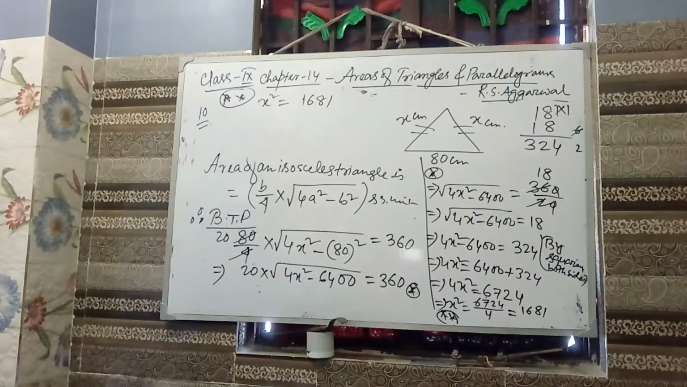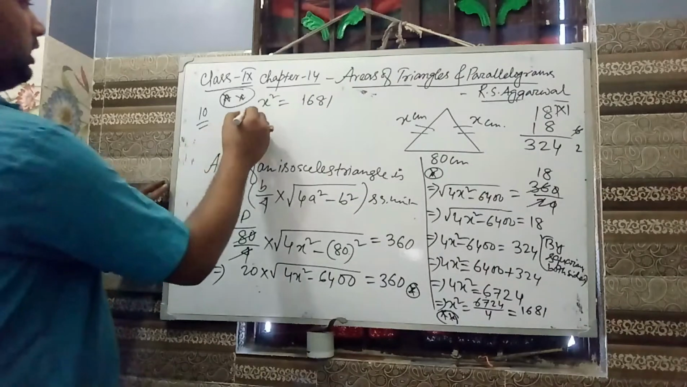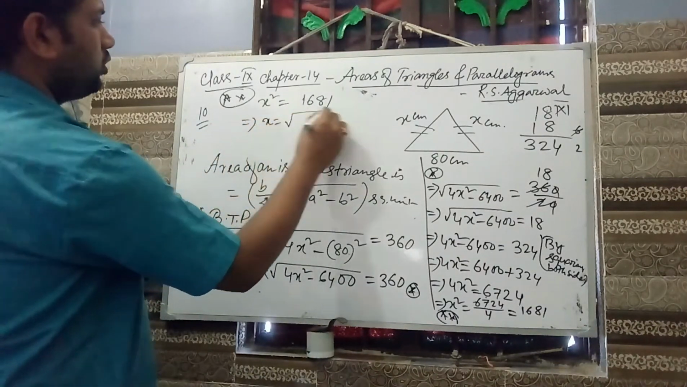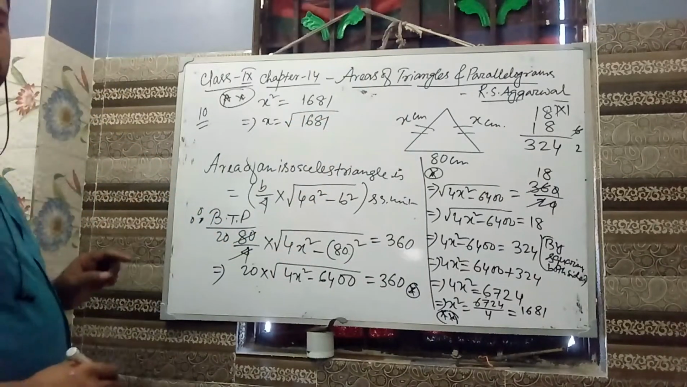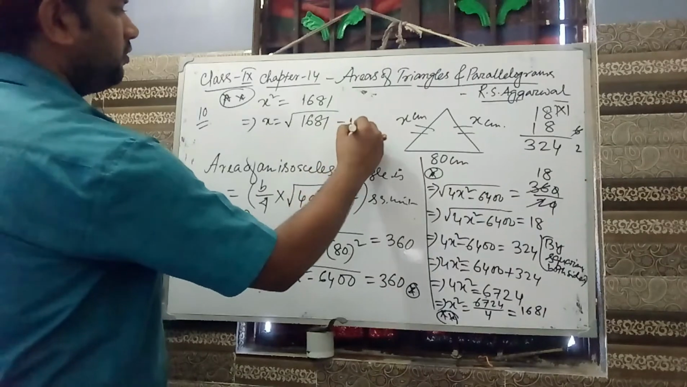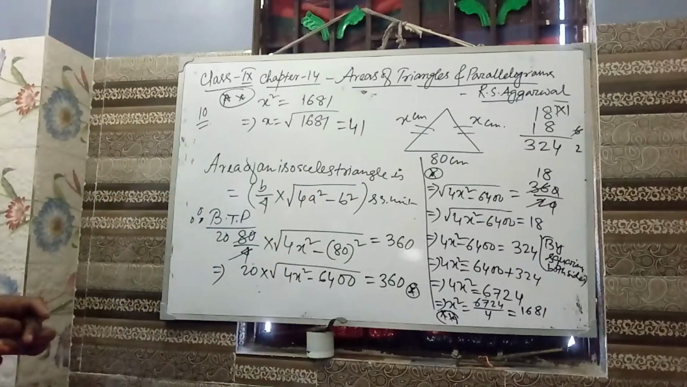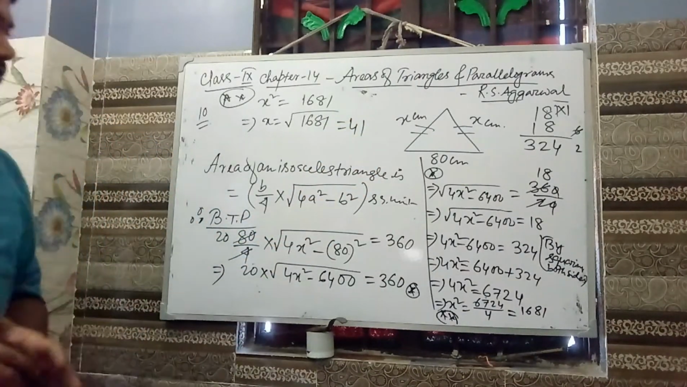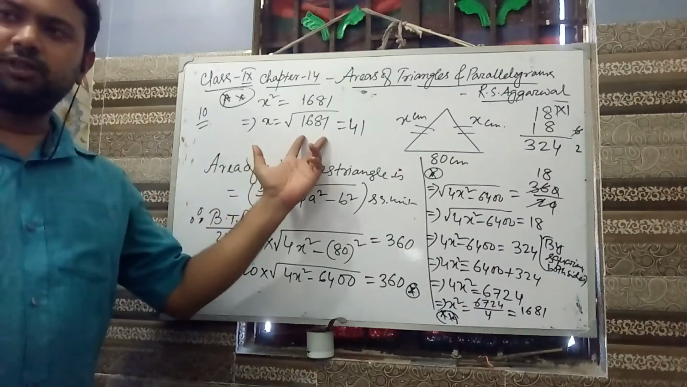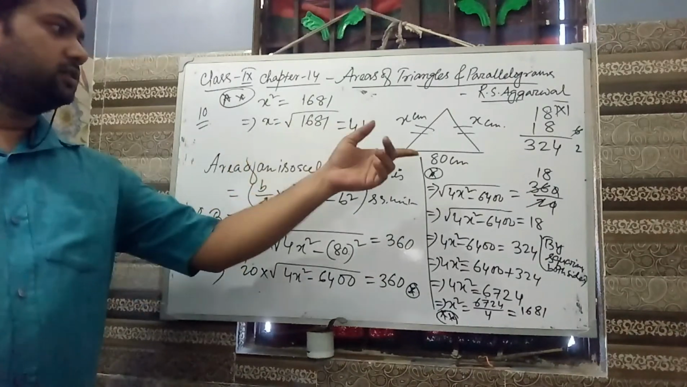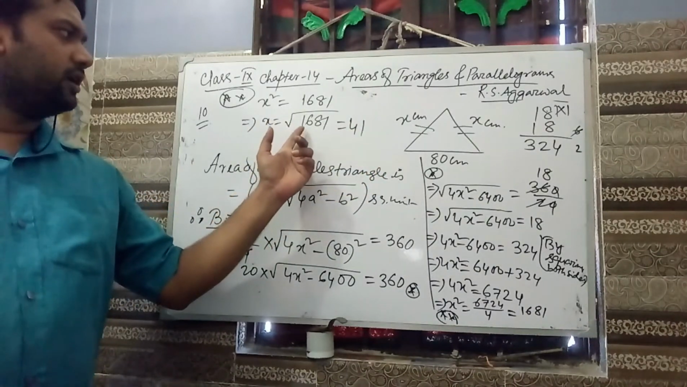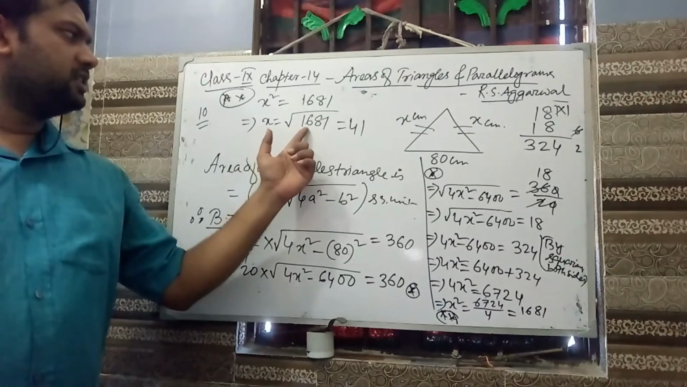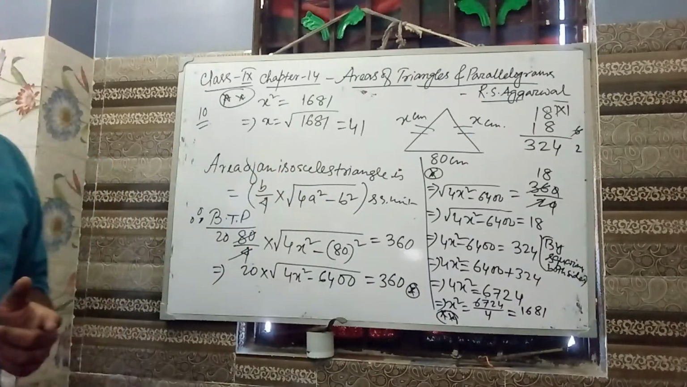That implies x equal to square root of 1681. It will be 41. Clear? It will be 41. You can use the long division method as I taught you in question number 9. So square root of 1681 will be 41.